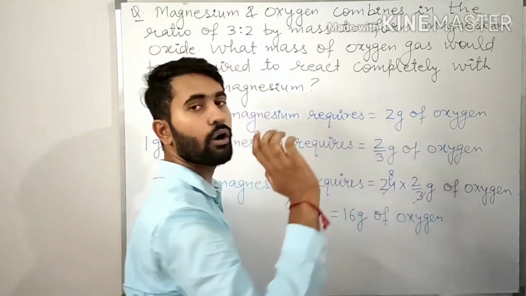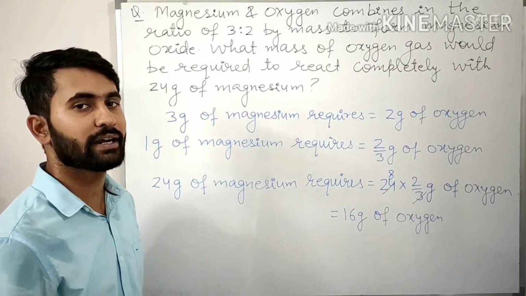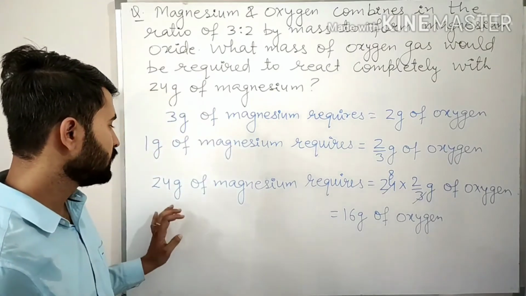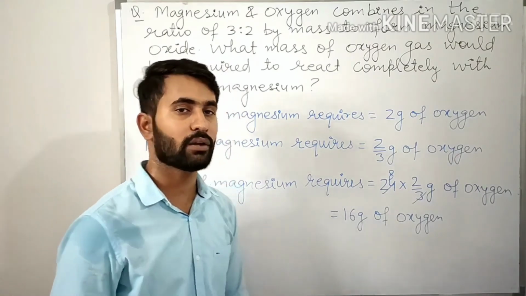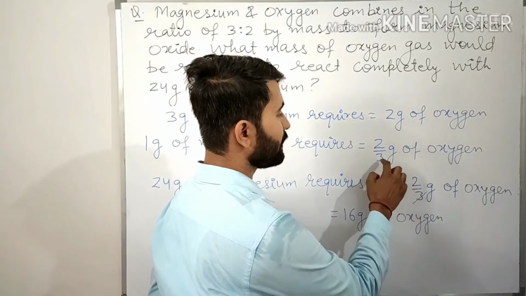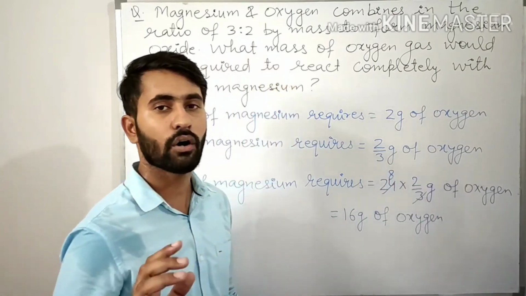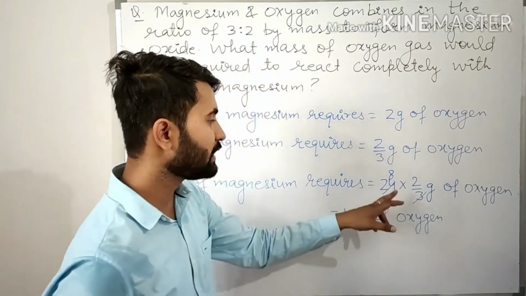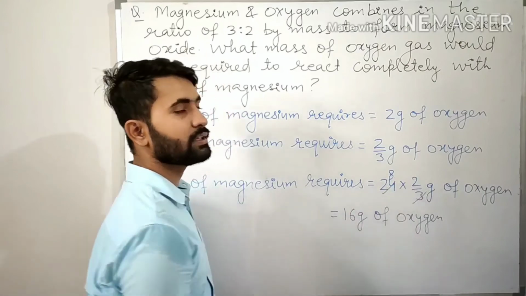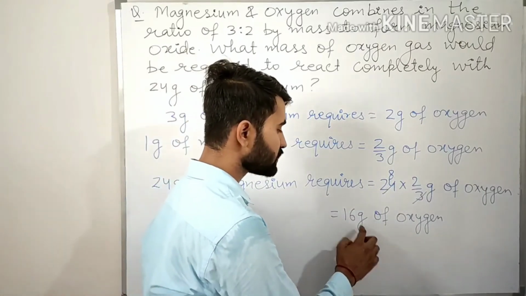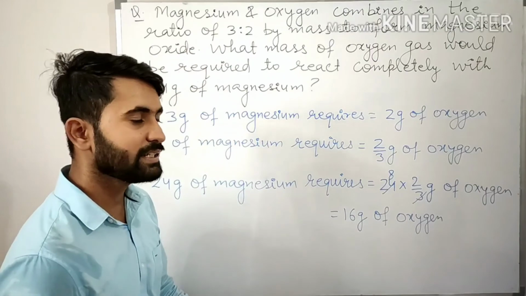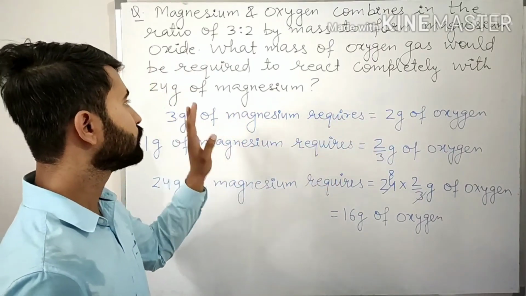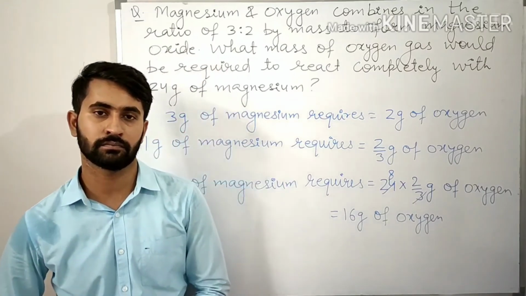2/3 grams of oxygen. Now we can easily find out the oxygen required by 24 grams of magnesium. So 24 grams of magnesium requires 24 multiplied by 2/3 grams of oxygen. If we divide 24 by 3, 8 will come, then 8 multiplied by 2 is equal to 16 grams. So 16 grams of oxygen is required to react completely with 24 grams of magnesium.